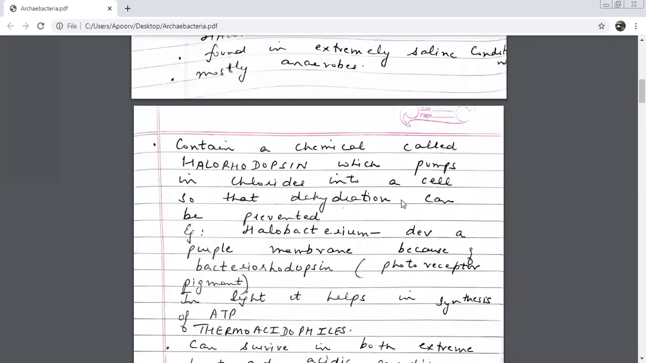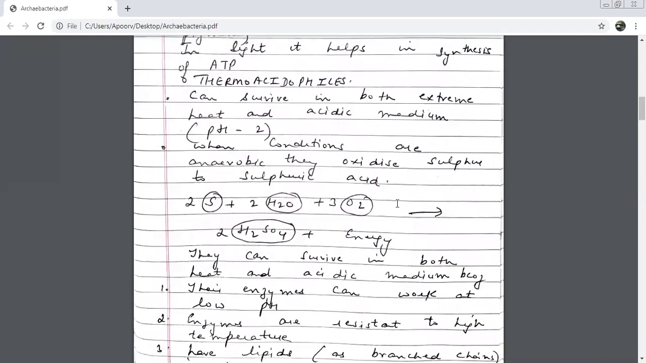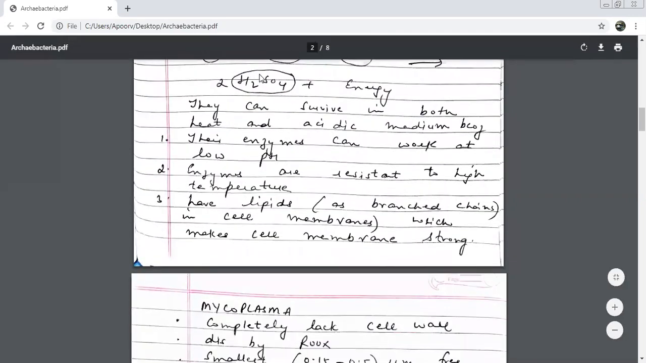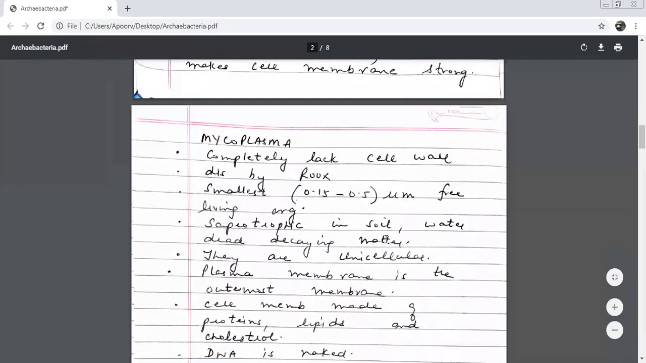Lastly, we talked about thermoacidophiles. They can survive in both thermo and acido, high temperatures and low pH. That is why we call them thermoacidophiles. They have the power of converting sulfur to sulfuric acid. And why can they survive in both these conditions? Because the enzymes can work at low pH and high temperatures, and they have a branched chain of lipids in the membrane.